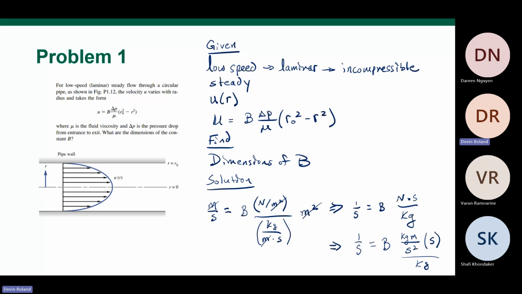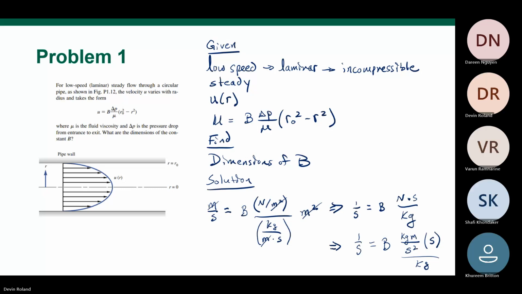Okay, so from that point, we can cancel one of the second terms with the second that's next to it. And then we can cancel the kilogram with the kilogram. We can also cancel this second with this second. So that's going to leave us with 1 is equal to B times meters, which, if you divide the meters over, you'll get 1 over meters equals B. So the dimensions of B is going to be 1 over meters.